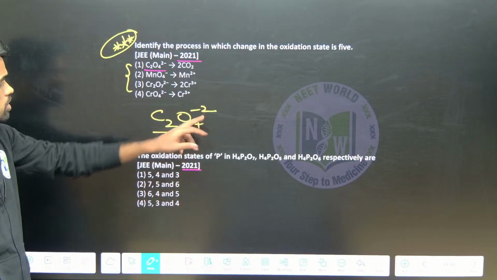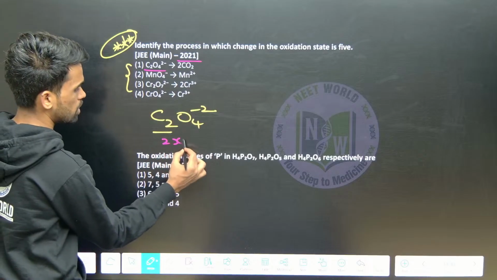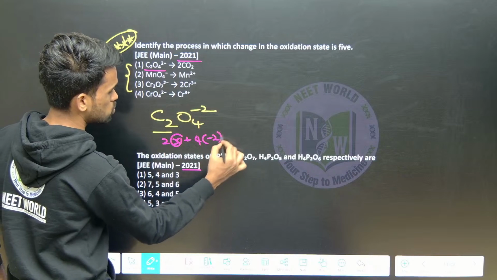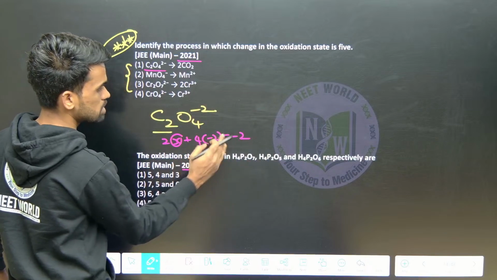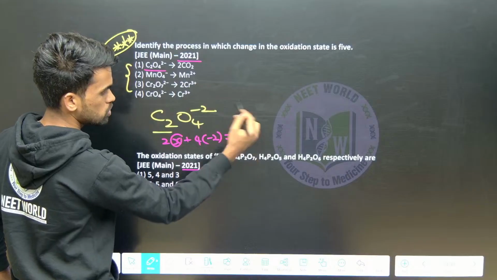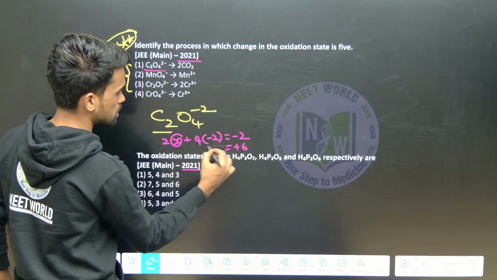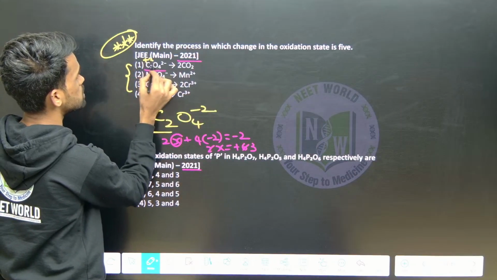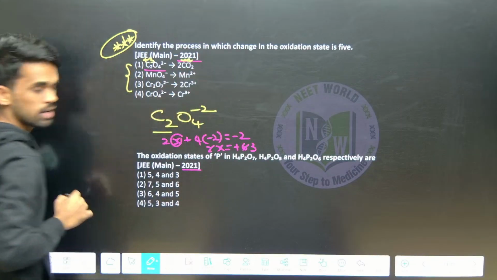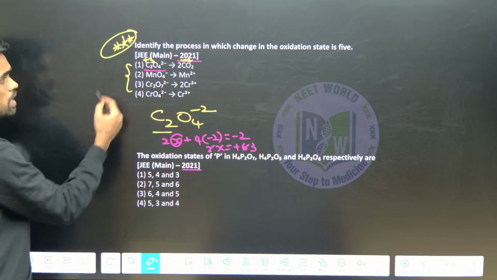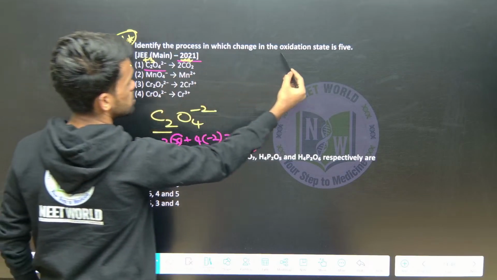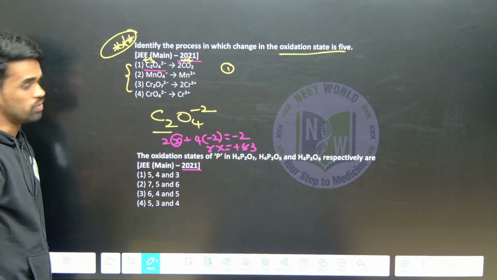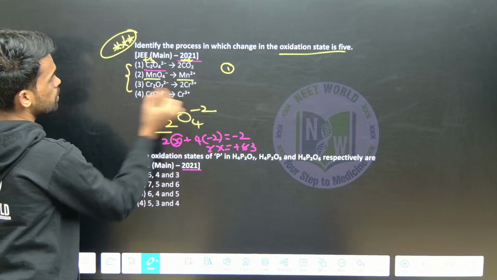See here, how do you calculate that? 2x you take for carbon, the next x value you need to find now. 4 into each oxygen will be minus 2, overall charge is minus 2. So minus 8 send that side, it becomes minus 2 plus 8, that is plus 6. So x will be how much? Plus 3. So oxidation state here is plus 3 converting into plus 4 right now. So it means how many electrons here change? What is the oxidation state change here? Only 1. What is oxidation state change? 1. And similarly you calculate for this one.